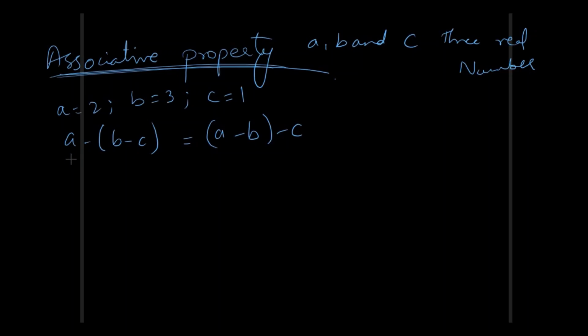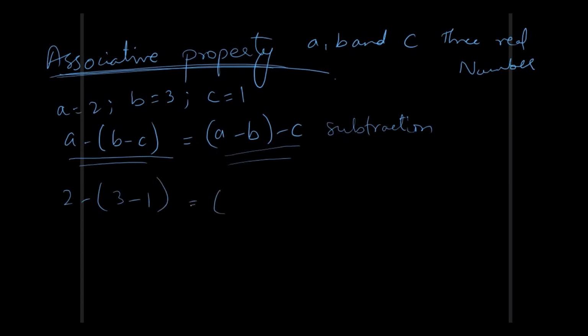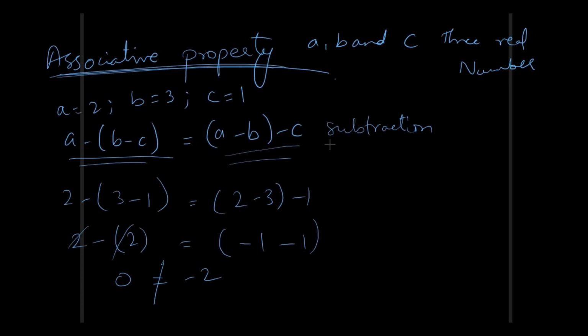Let's see whether this associativity can be accepted in the subtraction. See, (2 minus 3) minus 1 is not equal to 2 minus (3 minus 1). So 2 minus, here it will come 2, here minus 1, minus 1. Here 0, here minus 2. So it doesn't satisfy the subtractive associative property. In a similar way, it doesn't satisfy with the division.